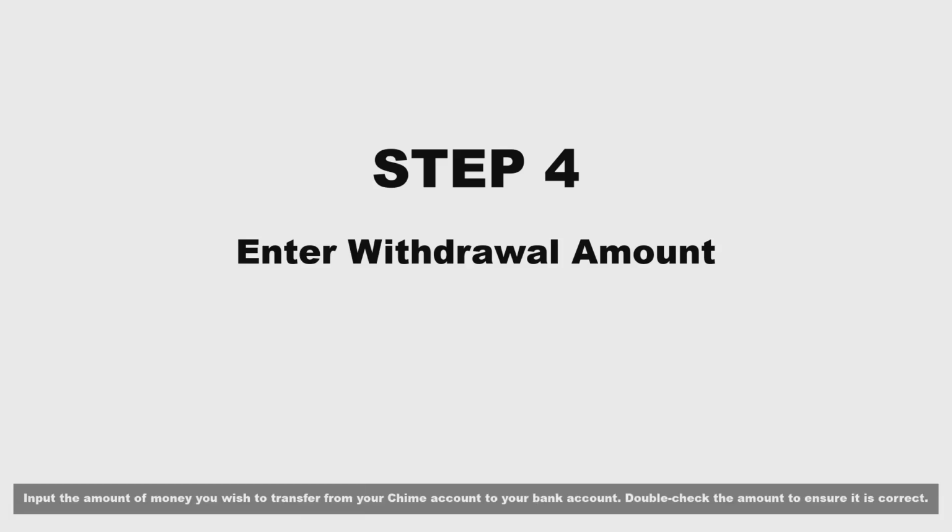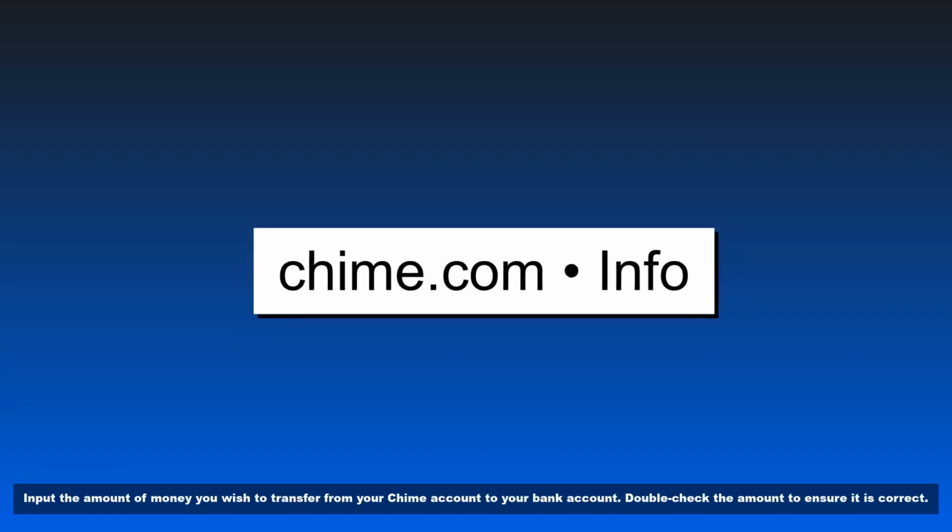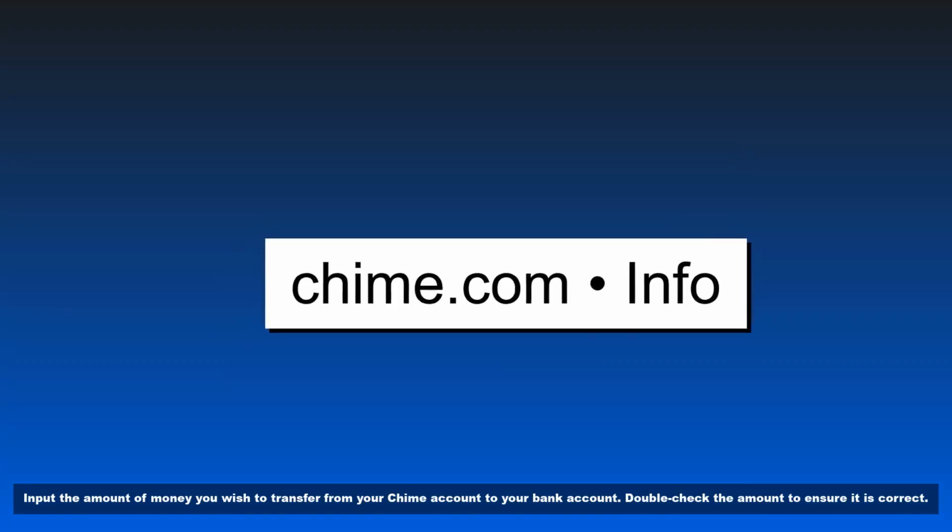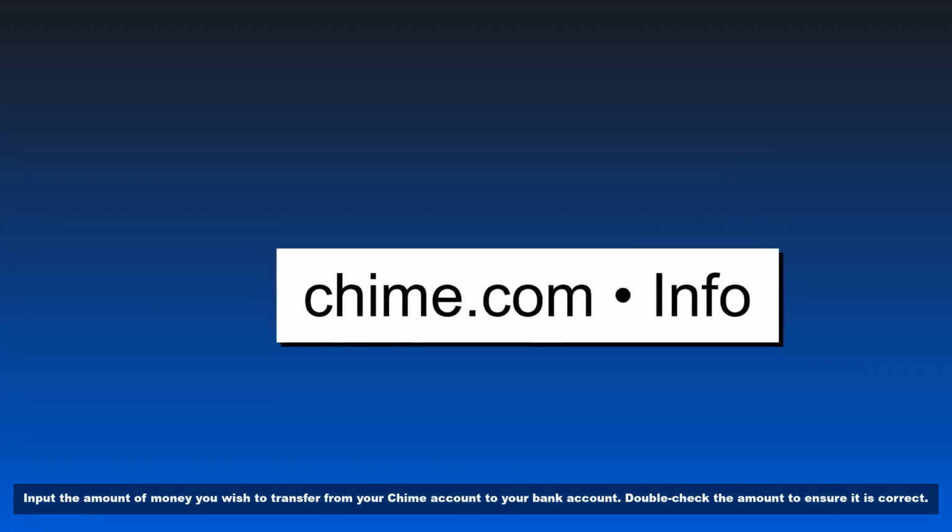Step 4. Enter withdrawal amount. Input the amount of money you wish to transfer from your Chime account to your bank account. Double check the amount to ensure it is correct.